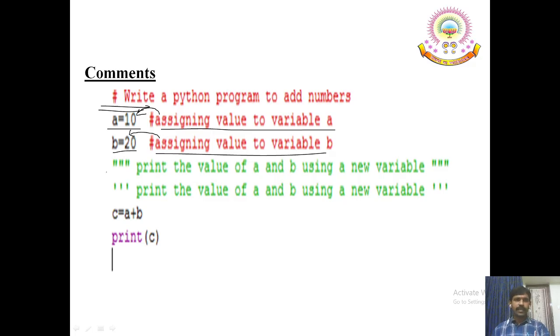Next, 3 double quote symbols followed by print the value of a and b in a new variable, and 3 double quote symbols closed will treat the entire text as a comment entry, and multiple lines can be enclosed. Similarly, 3 consecutive single quotes is also a comment. c equal to a plus b, then print c. Here note that there is no semicolon symbol in Python programming.